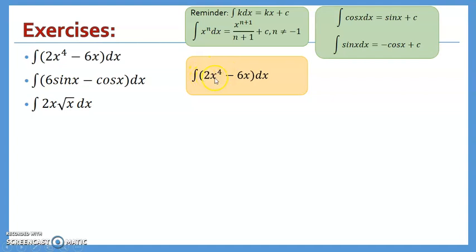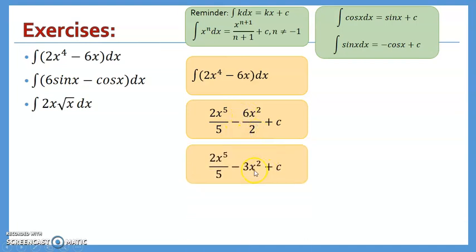So how do we integrate 2x power 4? Since we have a constant multiplied by a function, we keep 2 and we integrate x power 4. Since it has the form x to the power n, we add 1 to the power and we divide by the new power, so we get x power 5 over 5. Now for this one, also minus 6x, we keep the minus 6 and we integrate x, and it becomes x power 2 over 2. We did it a lot before. Plus c for sure. Now, if you can simplify the fractions, you need to simplify them. So for example, for 6 and 2, you simplify them and you get minus 3.